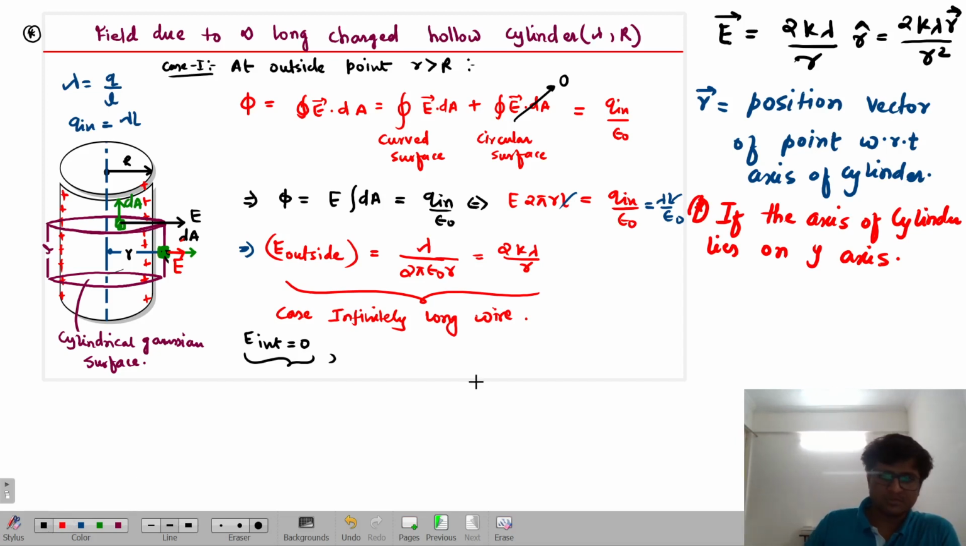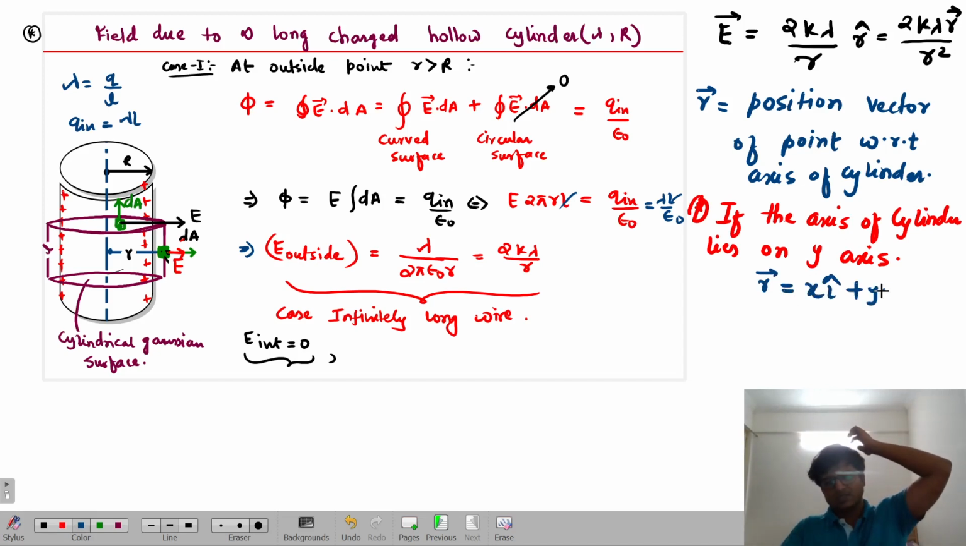So you have to always keep in mind that for the electric field vector of the cylinder, r vector is taken with respect to the axis of the cylinder. If the axis is the x axis, then r vector will be in terms of y and z axis. Are you able to get me? So look over here. Therefore, if the cylinder axis is on the y axis, r vector is x i cap plus z k cap, and in that form my electric field vector will be given as.